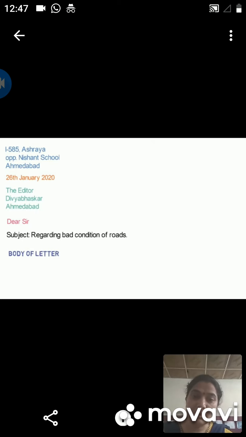Then you mention the name of the newspaper, maybe like the Tribune, Ahmedabad. Then after this you leave a line, then you write the salutation, Dear Sir, or you can simply write Sir. Then leave a line, then the subject: regarding bad condition of roads. So this is the subject. Then again leave a line, and then you start with the body of the letter.